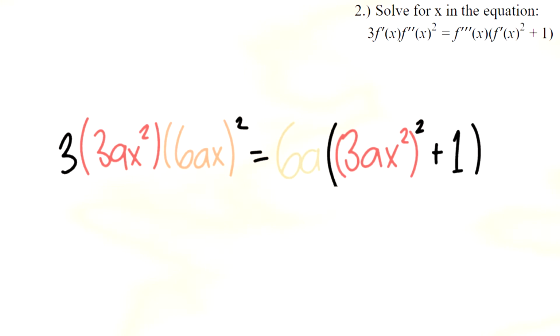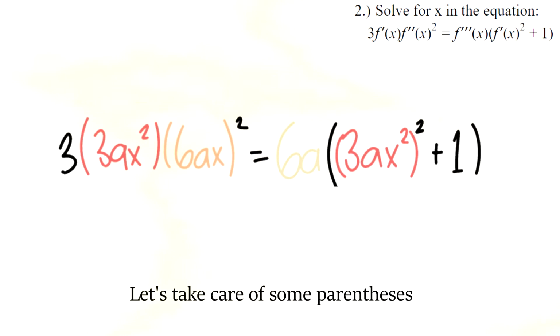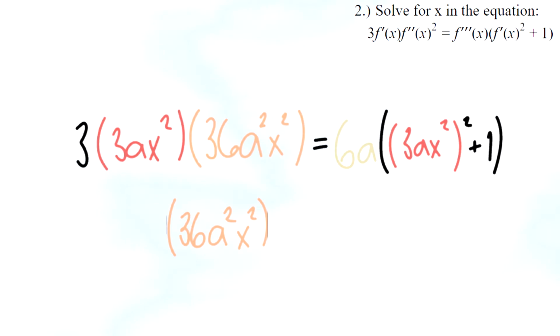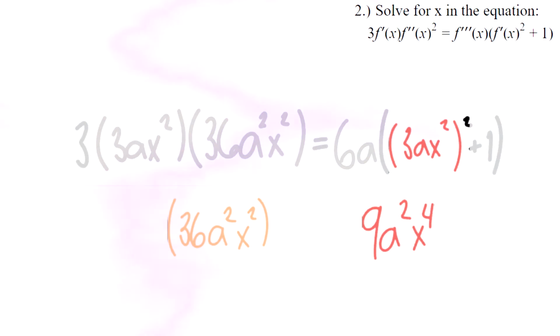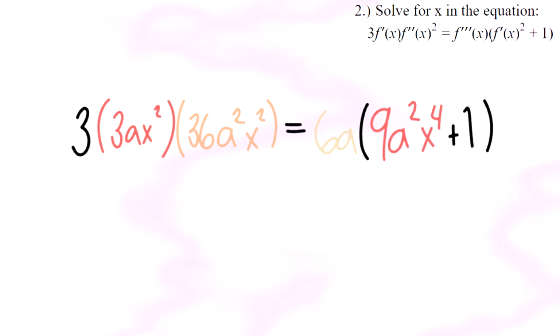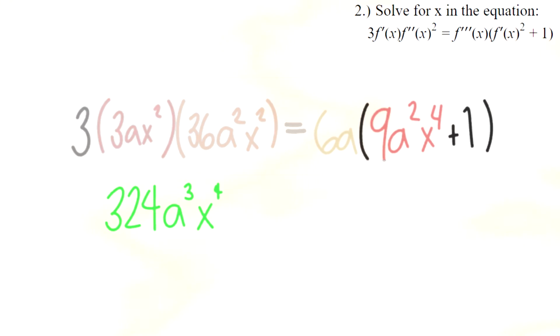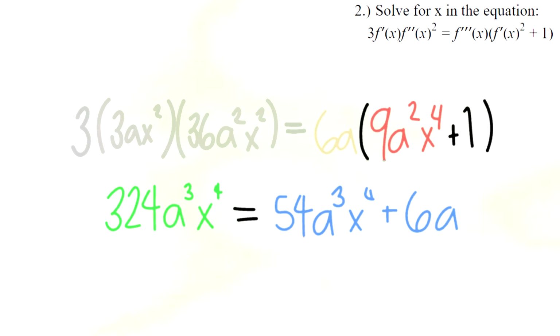Okay, moving on. Let's take care of some parentheses. So, the left (6ax)² becomes 36a²x², and then the right (3ax²)² becomes 9a²x⁴. Next, let's take care of the other parentheses. On the left, these simplify to 324a³x⁴. On the right, these factor to 54a³x⁴ plus 6a.